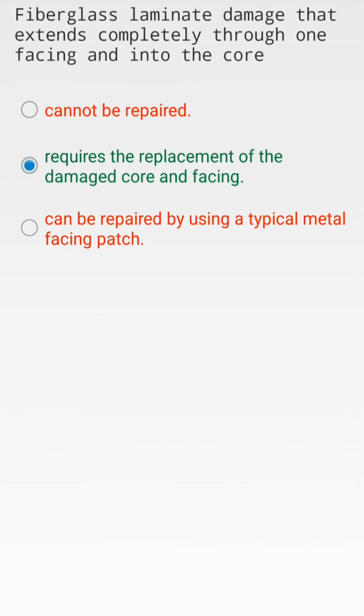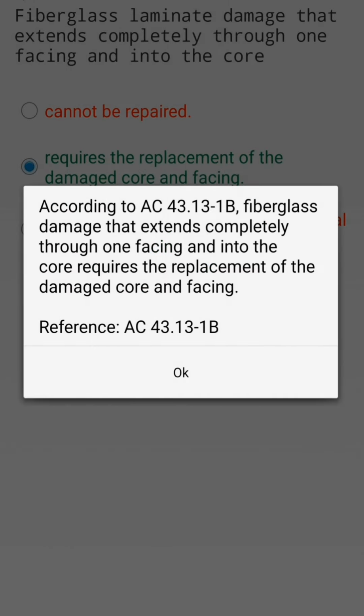Fiberglass laminate damage that extends completely through one facing and into the core requires the replacement of the damaged core and facing. According to AC 43.13-1B, fiberglass damage that extends completely through one facing and into the core requires the replacement of the damaged core and facing.